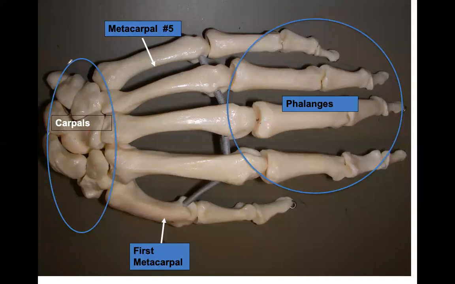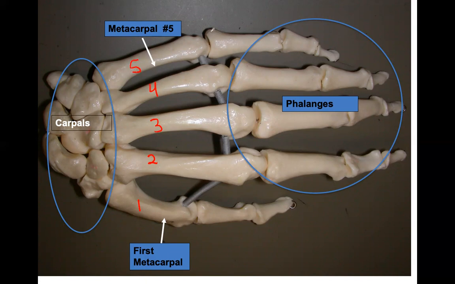The bones that form the palm of your hand are referred to as metacarpals. When you name these, make sure you remember that the bone associated with your thumb is number 1, and you work all the way to your pinky to get to number 5.